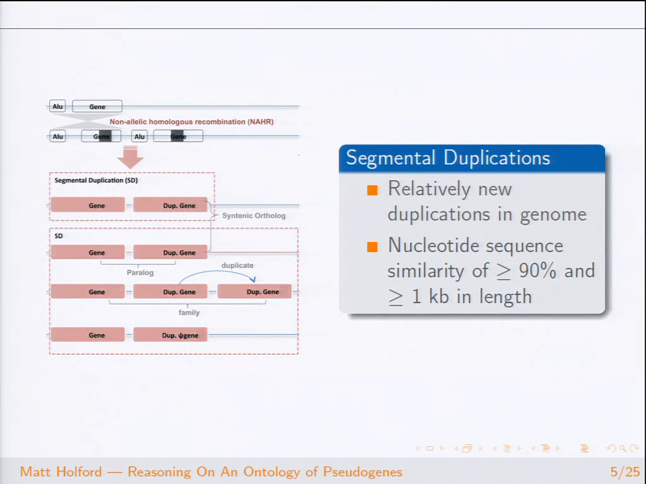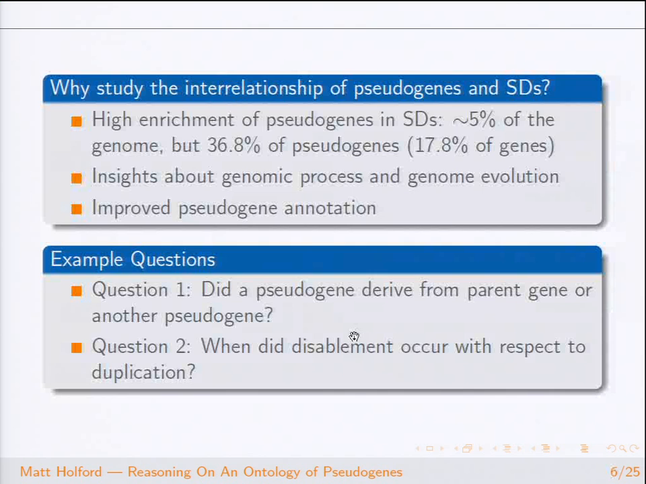Segmental duplications are relatively new duplications. Usually they occur in the last 40 million years or so. Usually we define them as having a nucleotide sequence identity greater than 90% and being long in length. And these regions are notable for higher structural variation, including large amounts of insertion and deletion. So, motivation for studying the relationship between genes. First of all, it's notable that there's a high enrichment of these genes in these regions.